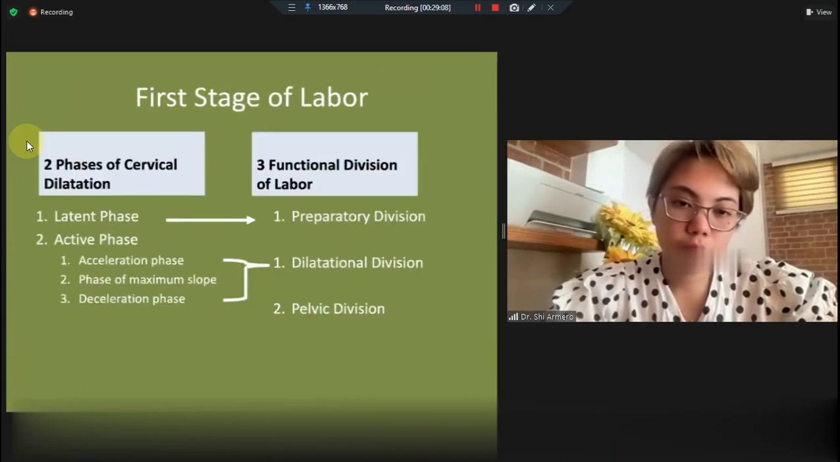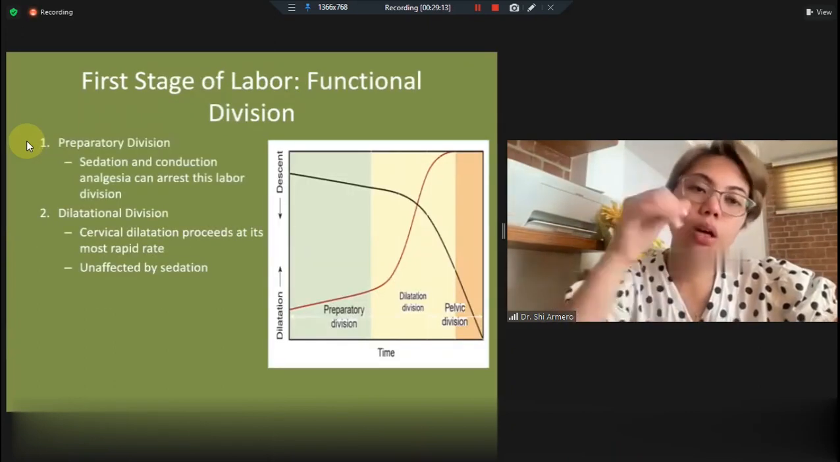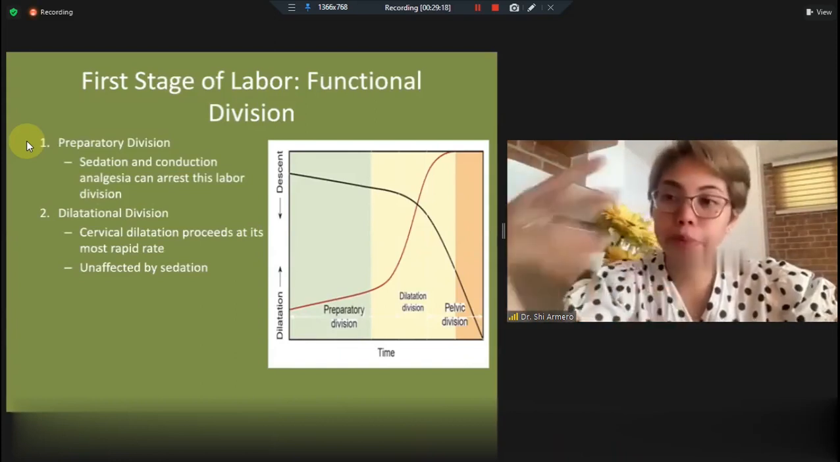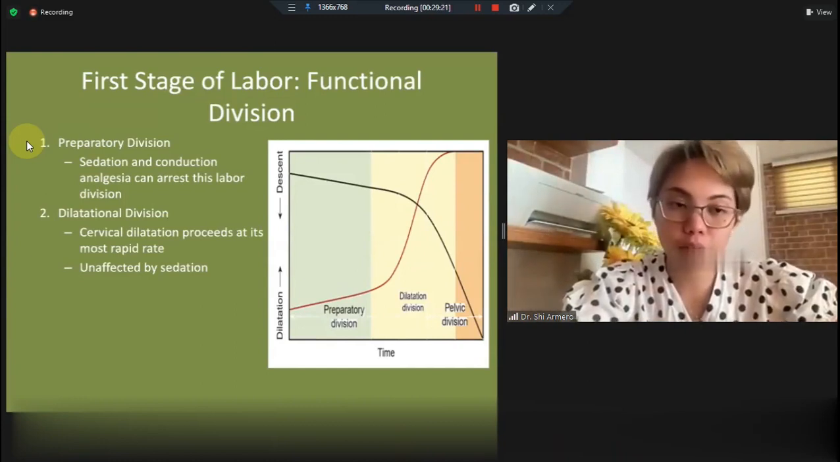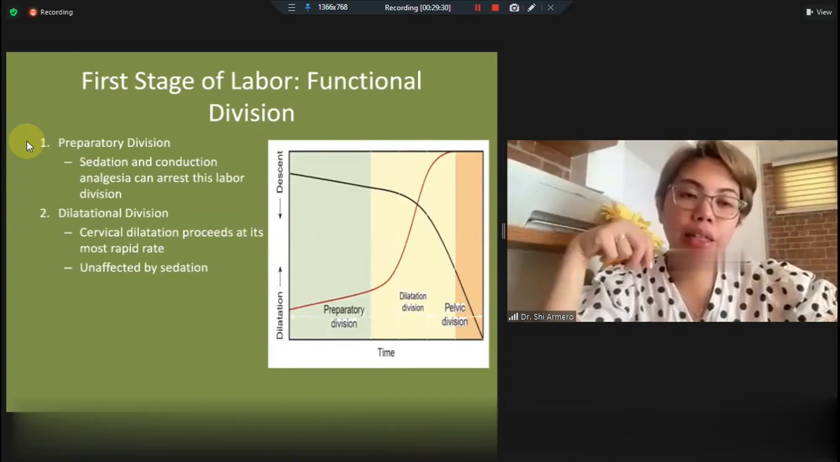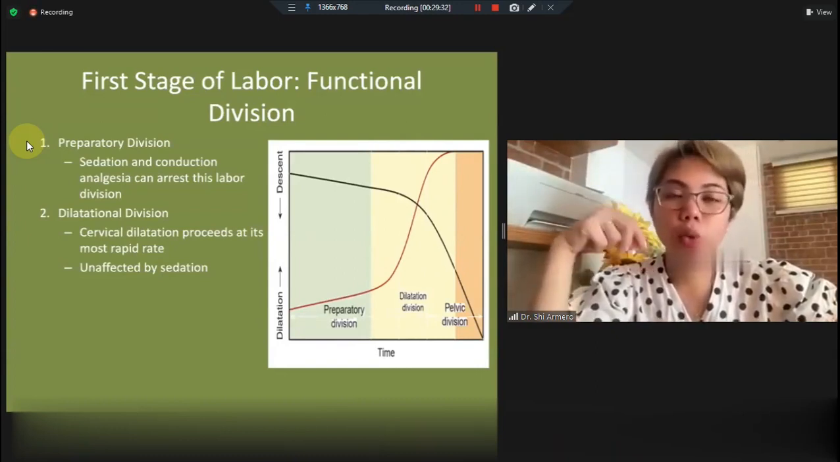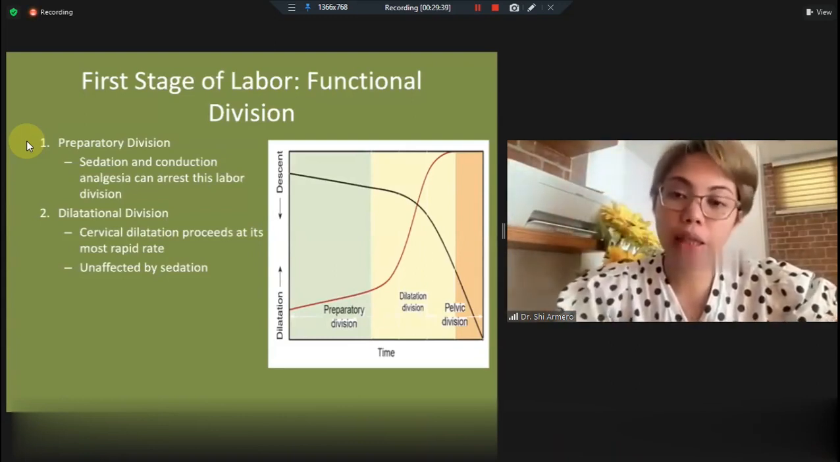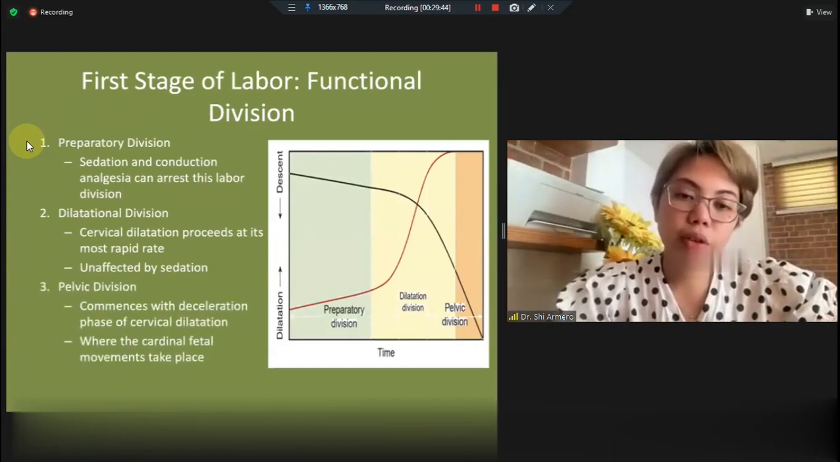So, the preparatory division: if you sedate the patient, it can arrest the labor, meaning the labor will not progress if you give her sedatives. For example, she comes in with pain, and then you give the sedative and the labor stops, so she goes home. But if you are already at the dilatational division, this is where the cervical dilatation proceeds at its most rapid rate, and even when you try to sedate the patient, there is no effect of the sedative. Pelvic division commences with the deceleration phase of cervical dilatation, where the cardinal fetal movements also take place.